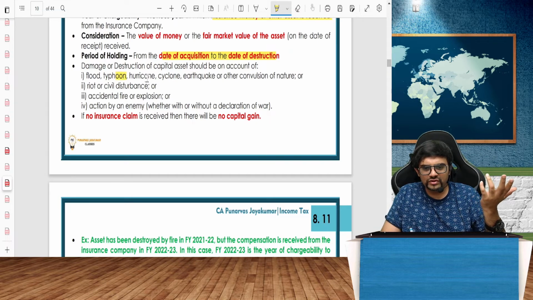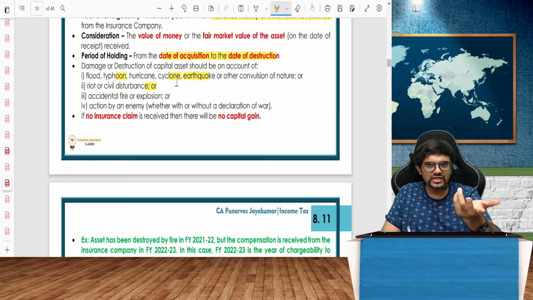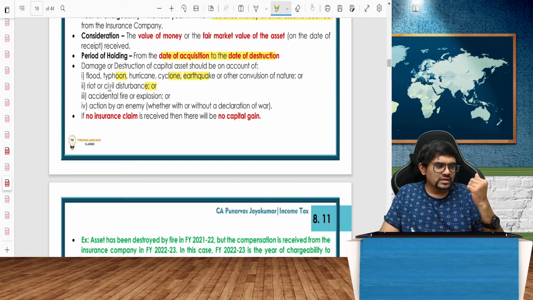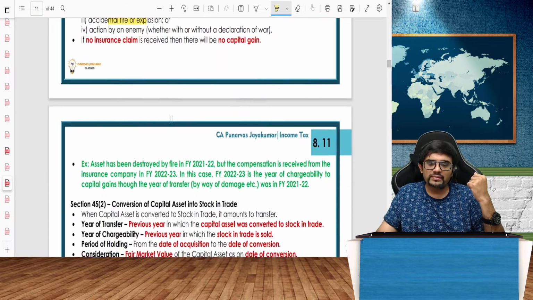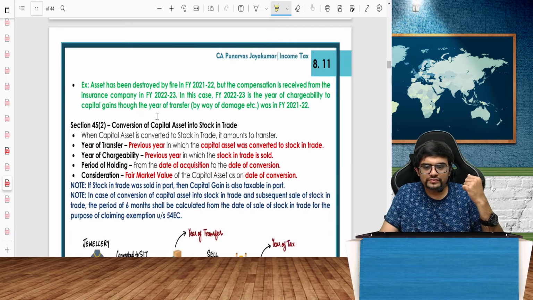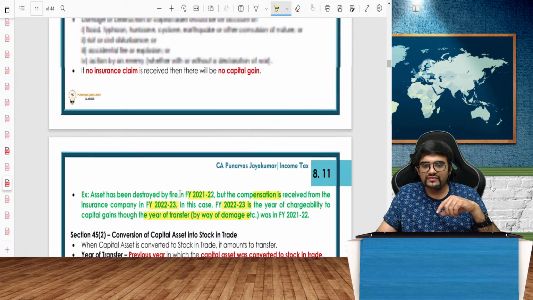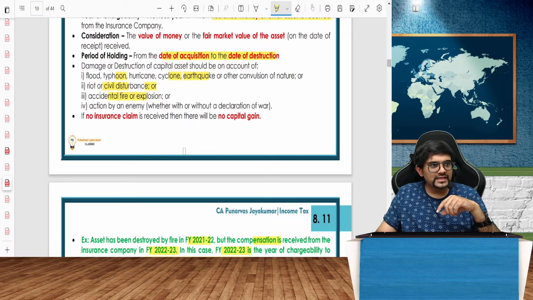What could be the damage or destruction? Flood, typhoon, hurricane, cyclone, earthquake, Turkey earthquake, for example. Riot or civil disturbance, accidental fire, the Gujarat earthquake that happened long back in Bhuj. Asset has been destroyed by fire in financial year 21-22. Compensation is received from the insurance company in 22-23. In this case, financial year 22-23 is the year of chargeability to capital gains, though the year of transfer was 21-22.